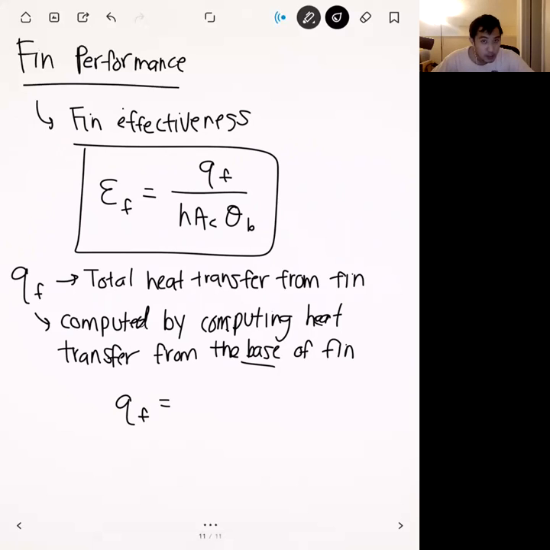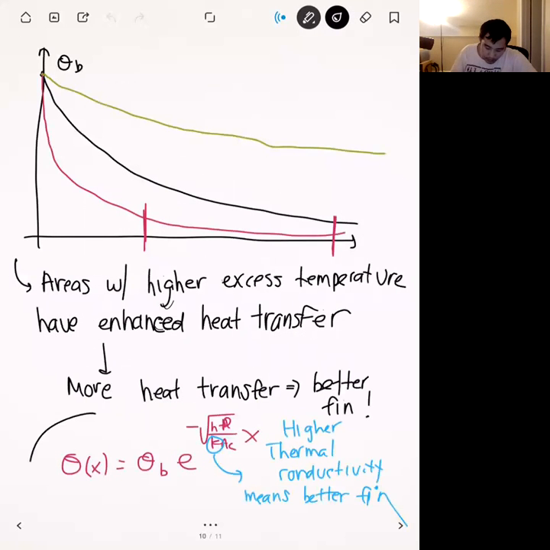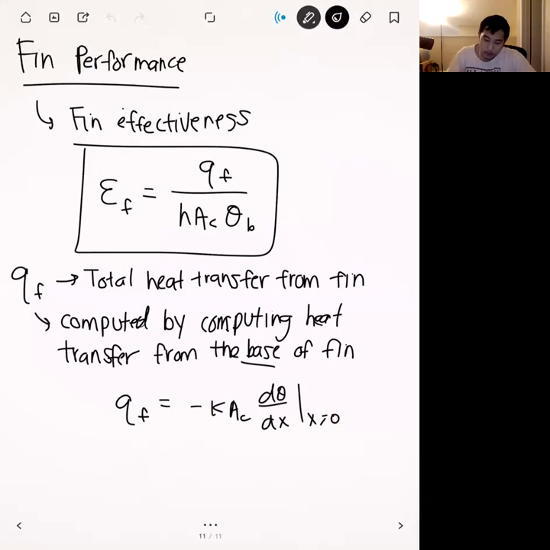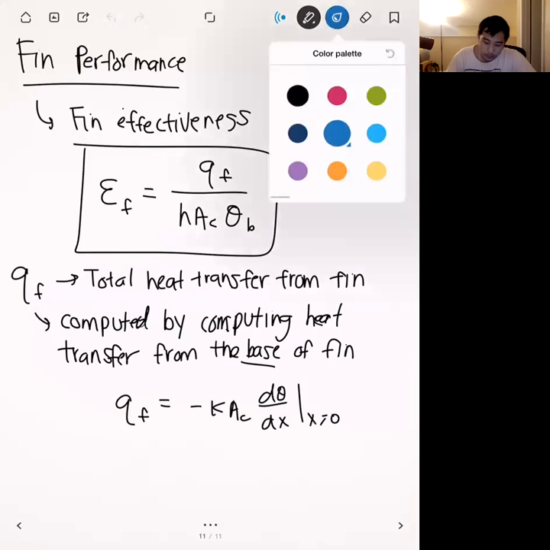And here we're going to use Fourier's law, right? So Fourier's law means that heat transfer rate is equal to minus K AC times d theta dx, okay? Evaluated at X equals zero, because that's where the base is, okay? And so usually in order to compute your effectiveness, the first thing you have to solve for is theta, okay? And so you have to basically solve for this function right here for theta, and then take its derivative and then plug it in here, okay? And so that's the numerator.